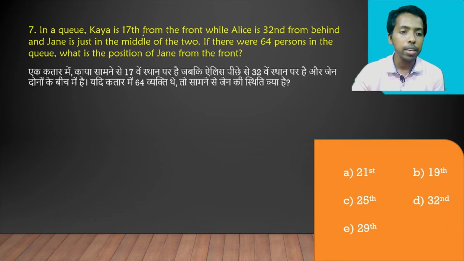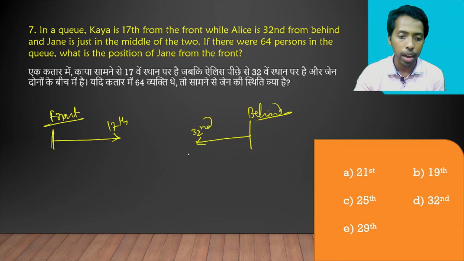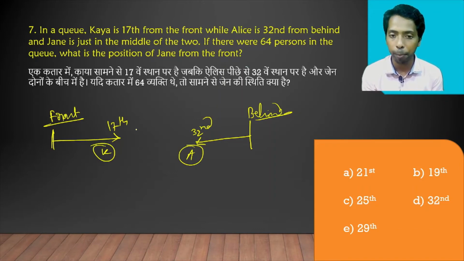Question number 7 here. In a quiz, Kaya is 17th from the front. So this is front and this is behind or back. Kaya is here, 17th position. Alice is 32nd from behind. They can be overlapped, but first of all, we have to keep it simple. So moving to the next statement.